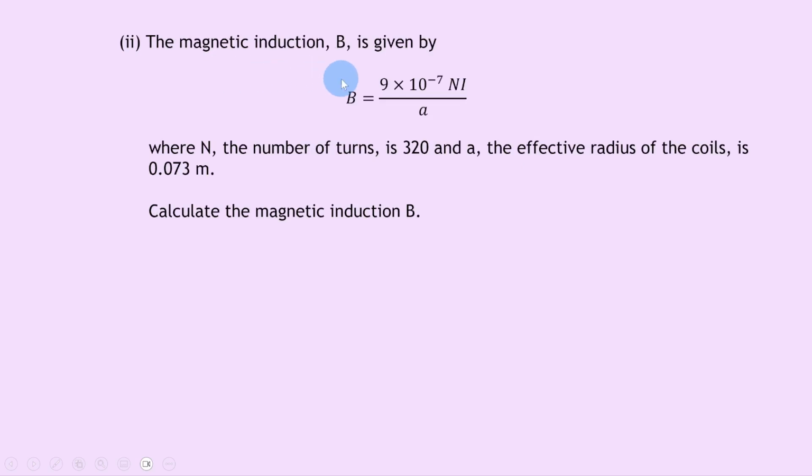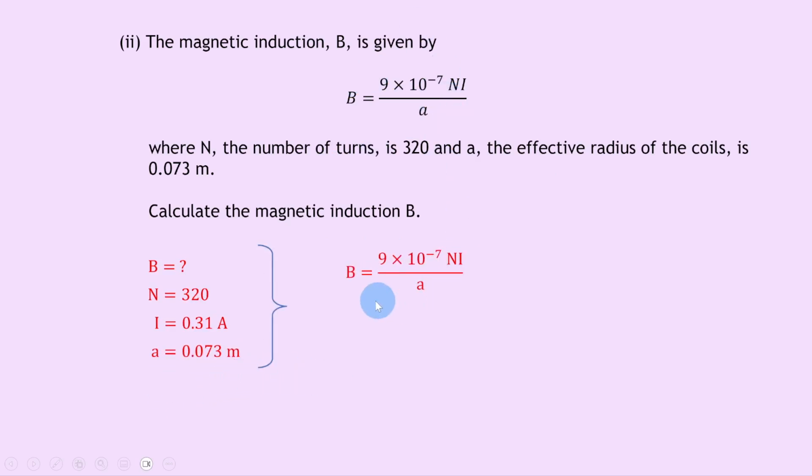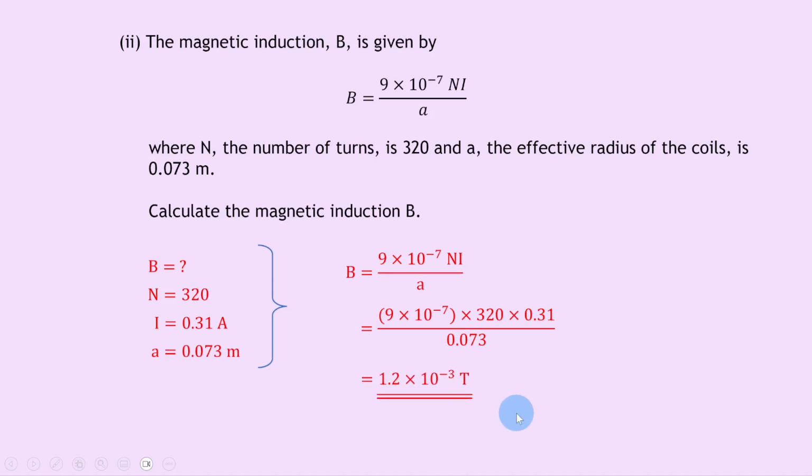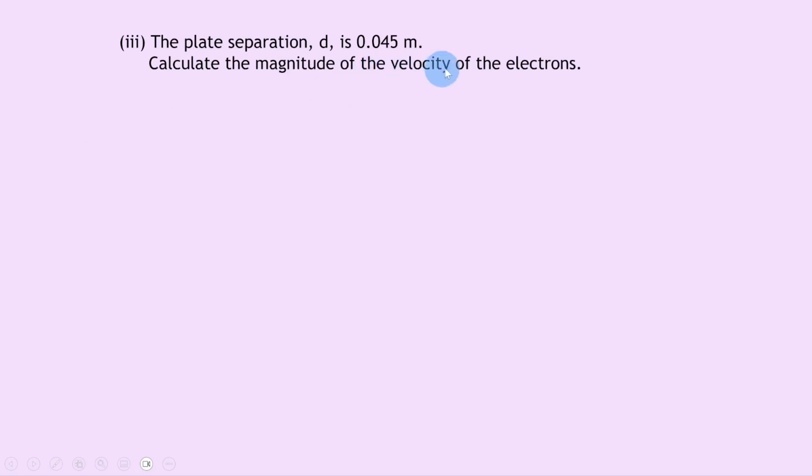Part 2 says the magnetic induction B is given by B equals 9 times 10 to the minus 7 Ni over A, where N, the number of turns, is 320 and A, the effective radius of the coils, is 0.073 meters. Calculate the magnetic induction B. We're going to use this equation and just sub in the numbers. N is 320, I is 0.31 amps, and A is 0.073 meters. Substituting in gives 9 times 10 to the minus 7 times 320 times 0.31 divided by 0.073, and putting that into your calculator should give you an answer of 1.2 times 10 to the minus 3 Tesla.